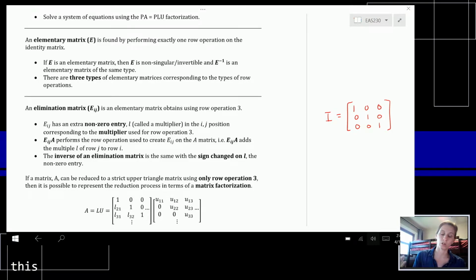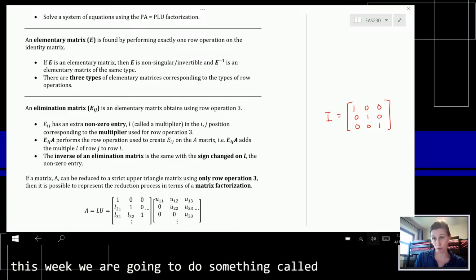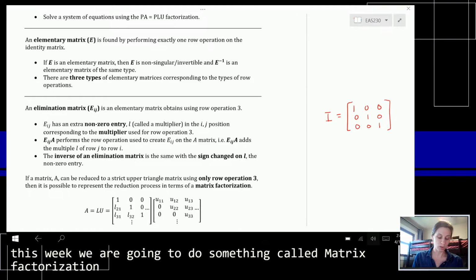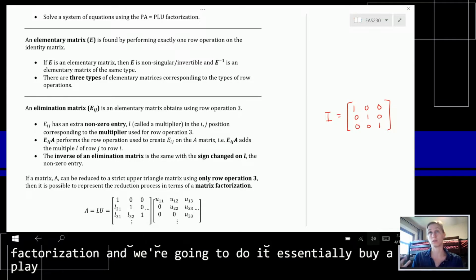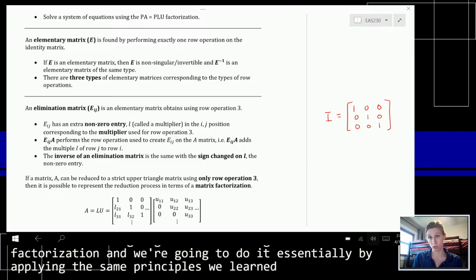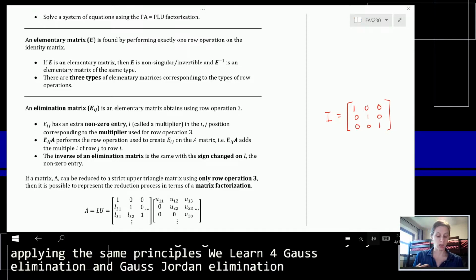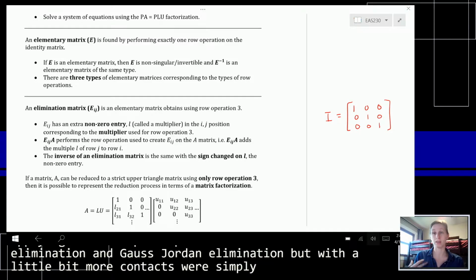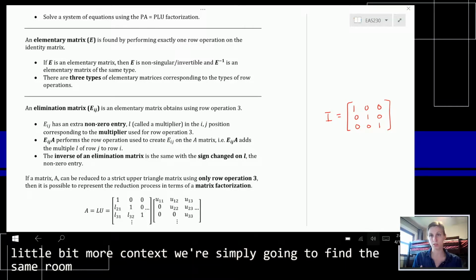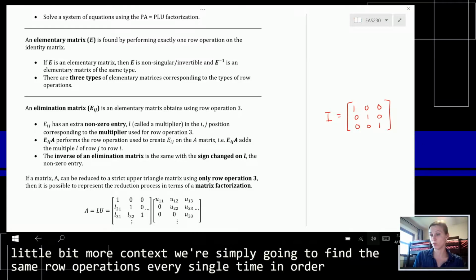This week we are going to do something called matrix vectorization, and we're going to do it essentially by applying the same principles we learned for Gauss elimination and Gauss-Jordan elimination, but with a little bit more context. We're essentially going to apply the same row operations every single time in order to do our factorization.